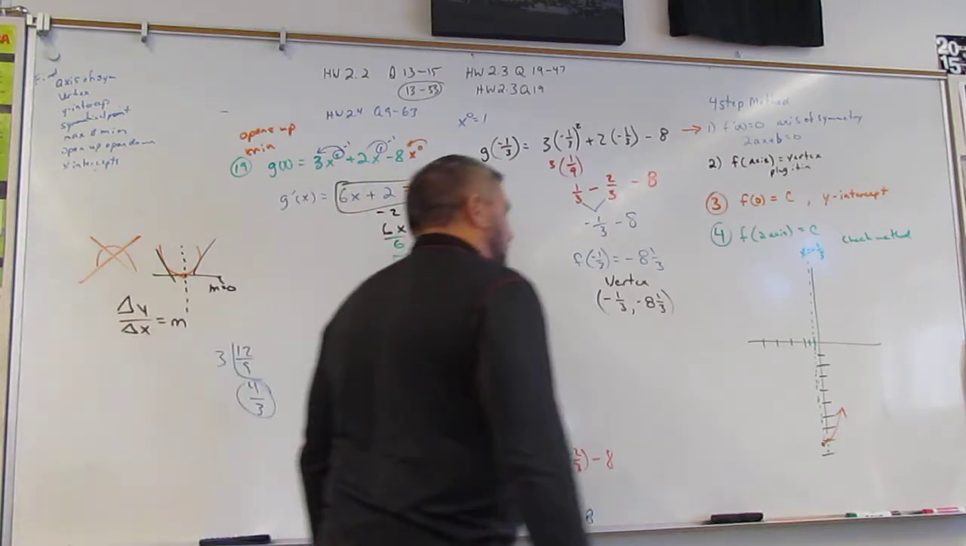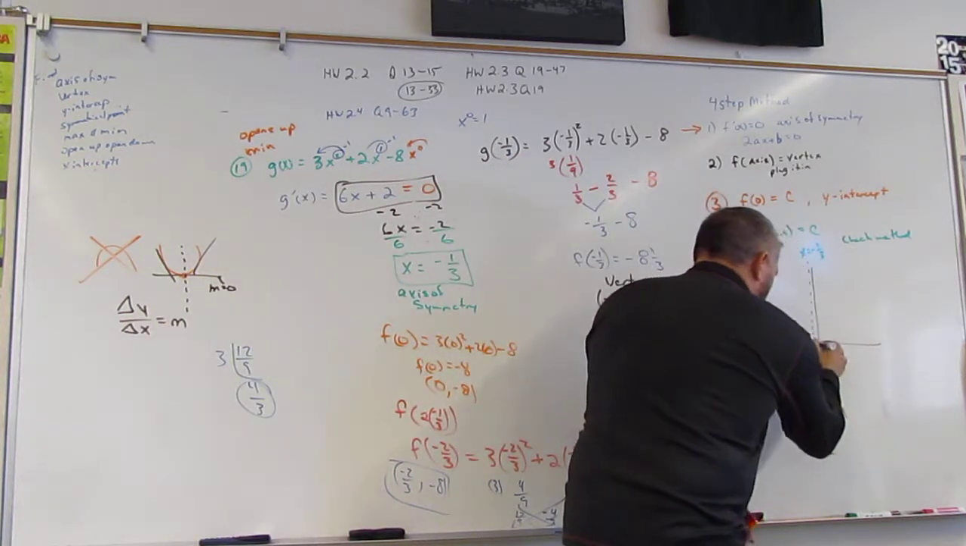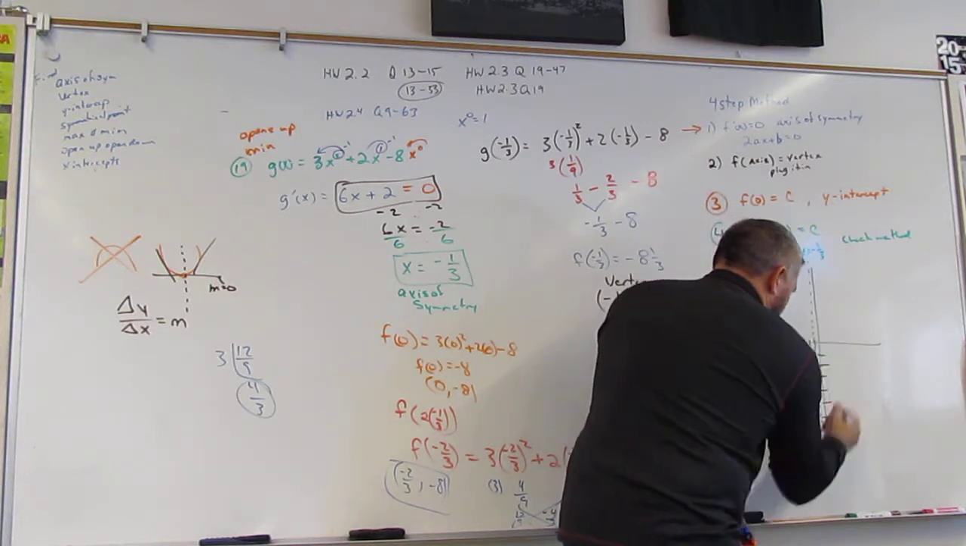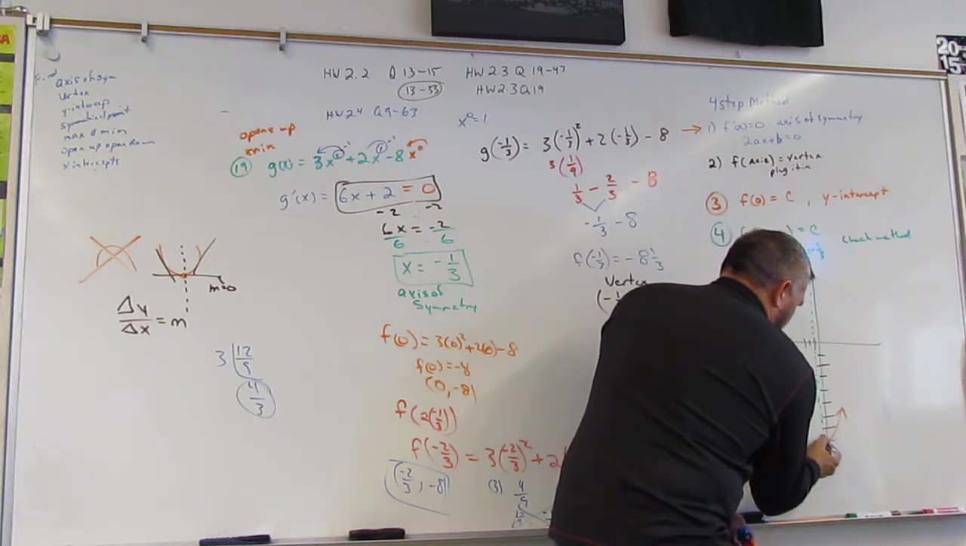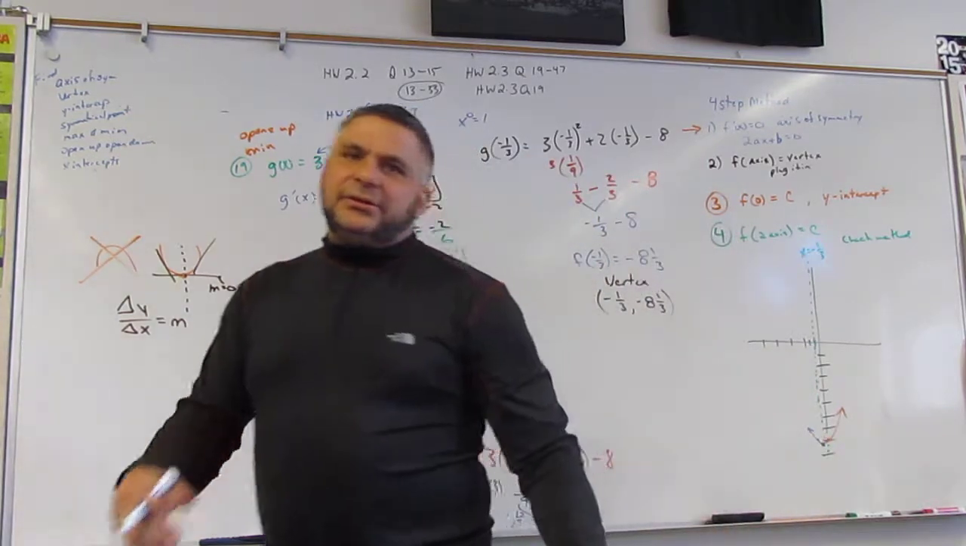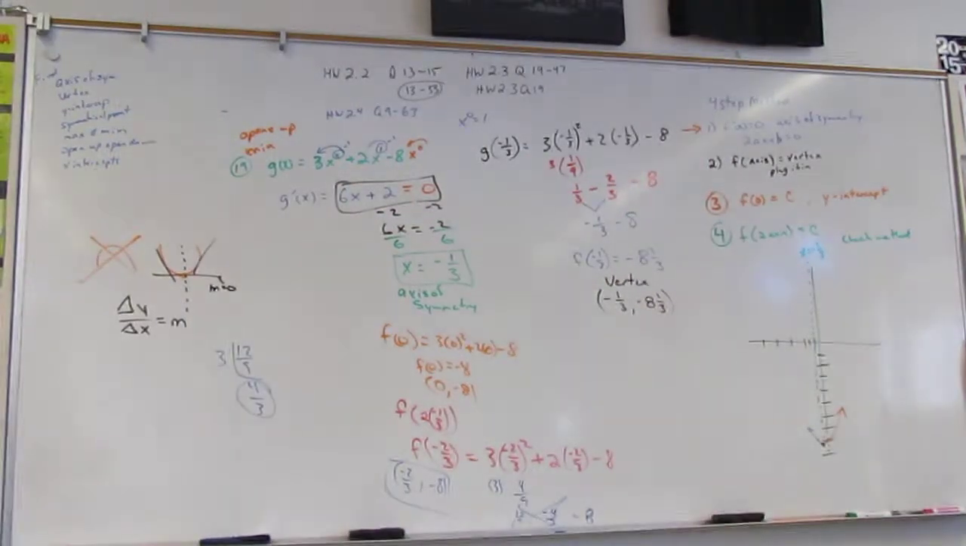That is our point. So right here, at 1/3 over, at 2/3, you have a point right here. And it goes up like this. And that's your graph. Easy peasy. Lemon squeezy.